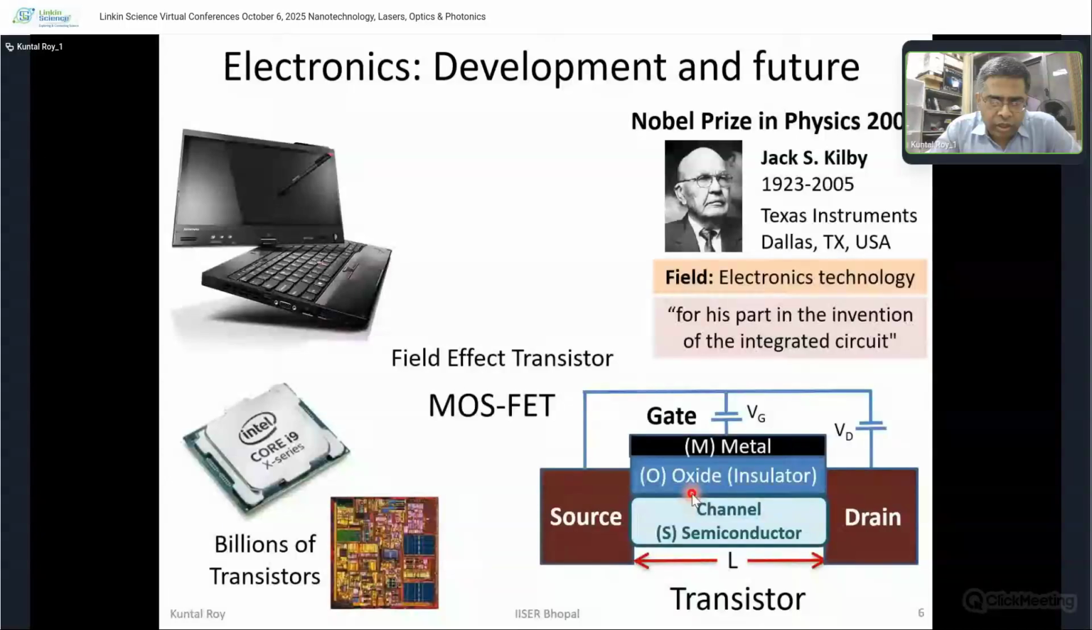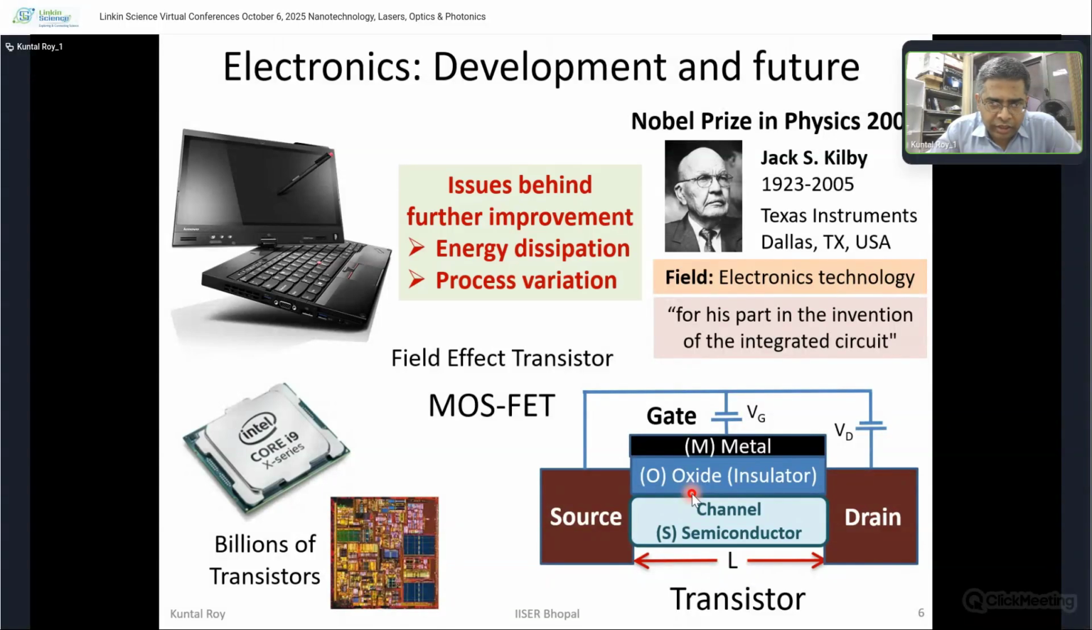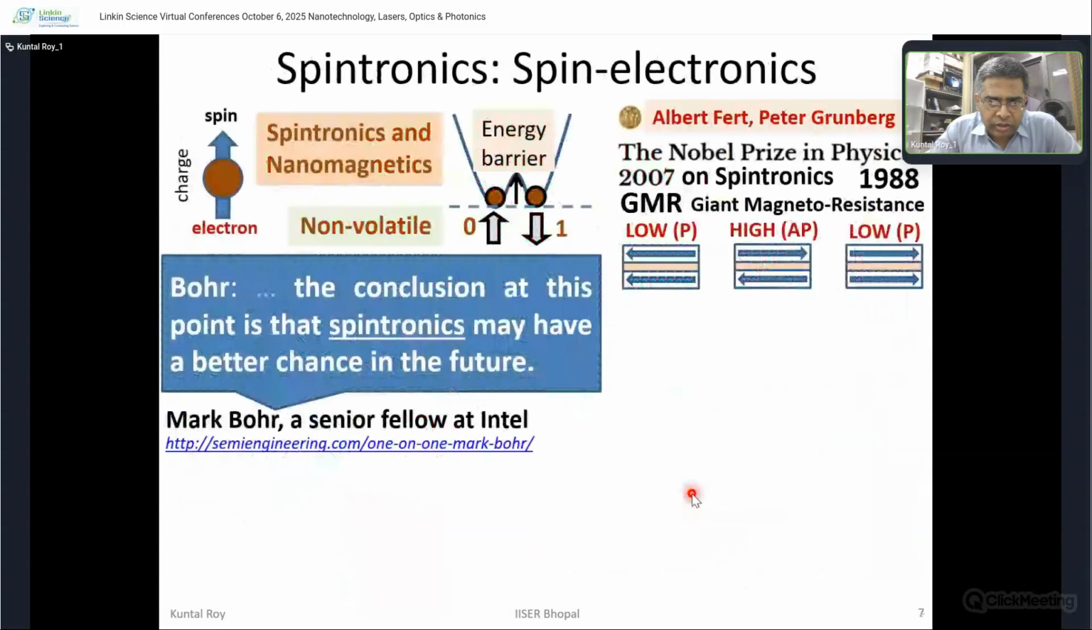Okay, so in electronics there has been a development over the past century, the second half of the last century, and a Nobel Prize in Physics was awarded in 2000 for the development of electronics technology. But there are problems with the traditional transistors, particularly the energy dissipation and the process variation. So for that, people have been looking into spin electronics in this century. The Nobel Prize in Physics has also been awarded for spintronics in 2007 for work back in 1988 on the well-known giant magnetoresistance.